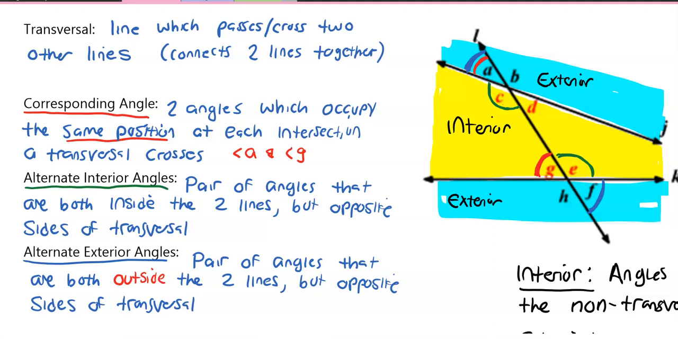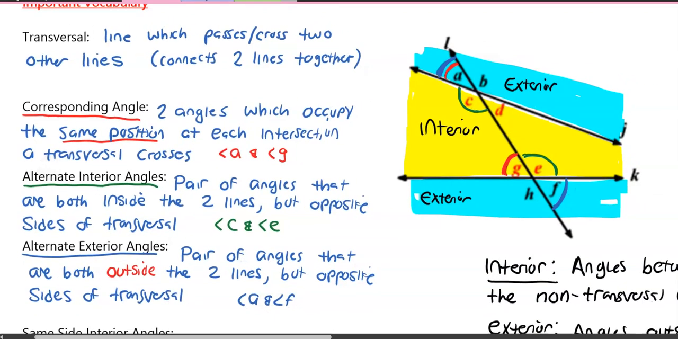So going back here, if you want to have one example: we said angle C and angle E for alternate interior. Alternate exterior would be angle A and angle F. Okay? We have two more definitions, and then we'll look at some guided practice to wrap up this video. So corresponding angles, alternate interior angles, and alternate exterior angles so far.